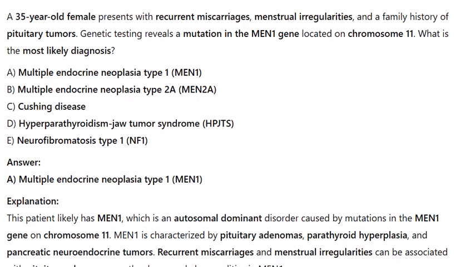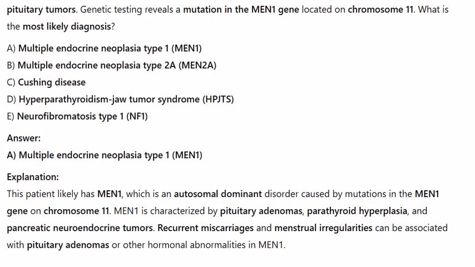Explanation: this patient likely has MEN1, which is an autosomal dominant disorder caused by mutations in the MEN1 gene on chromosome 11. MEN1 is characterized by pituitary adenomas, parathyroid hyperplasia, and pancreatic neuroendocrine tumors. Recurrent miscarriages and menstrual irregularities can be associated with pituitary adenomas or other hormonal abnormalities in MEN1.